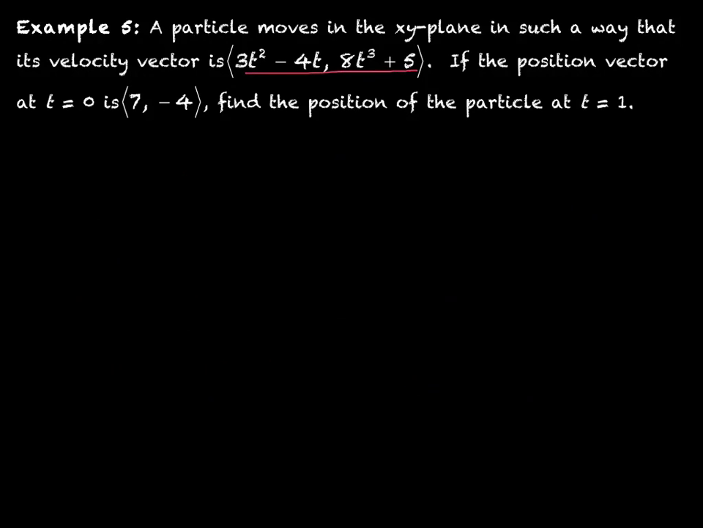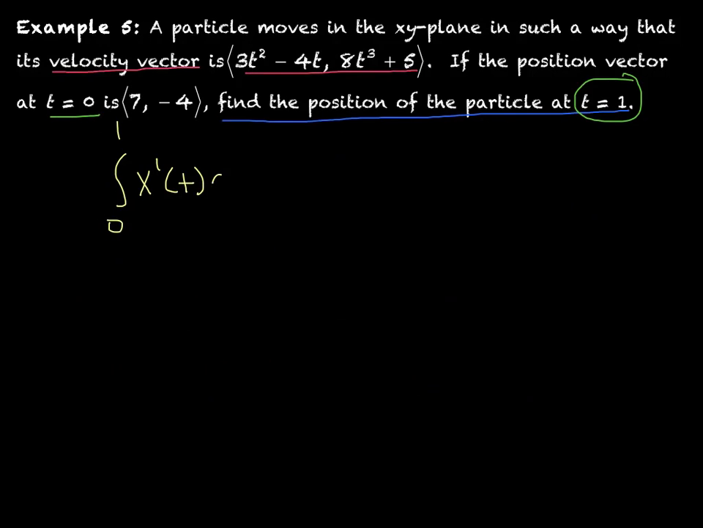So let's think about this. We are given the velocity vector and we are trying to find the position vector essentially. So that means we're going to have to integrate velocity in order to get back to the position. So we're going to integrate, and what do you think the two times we're going to integrate from? Well, it says t equals 0 they give us, and t equals 1 is what we're looking for. So we are going to integrate from 0 to 1 of x prime of t dt.